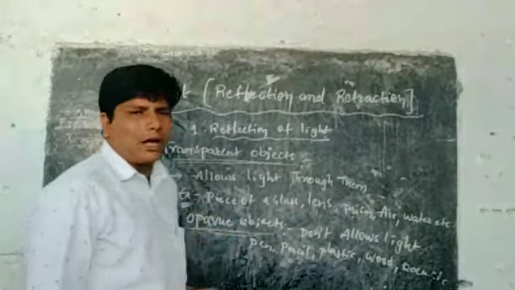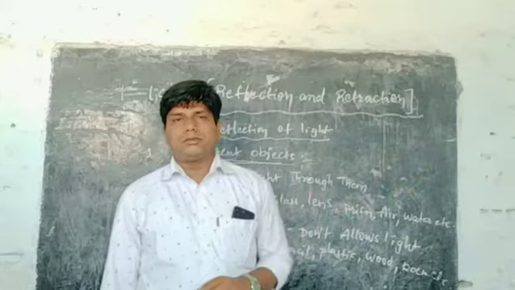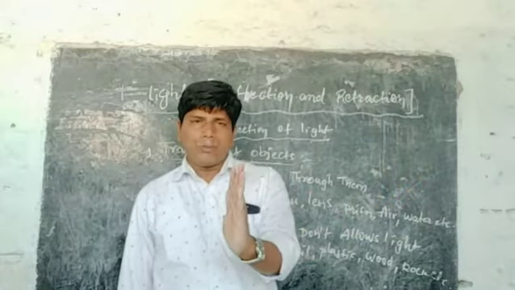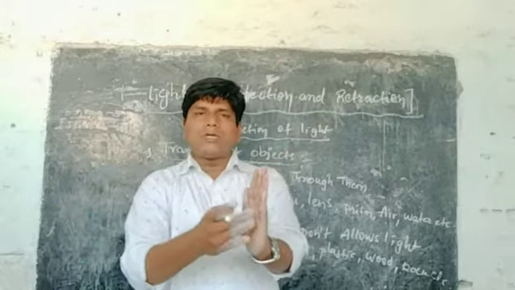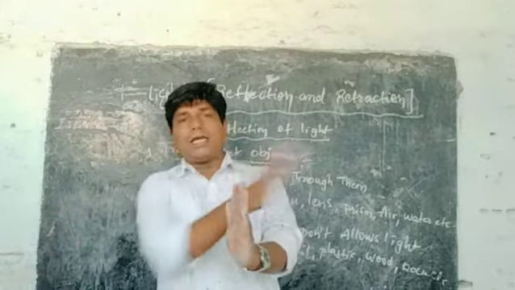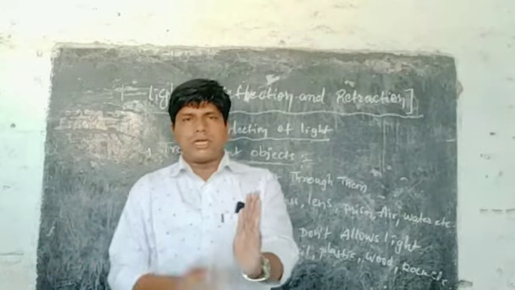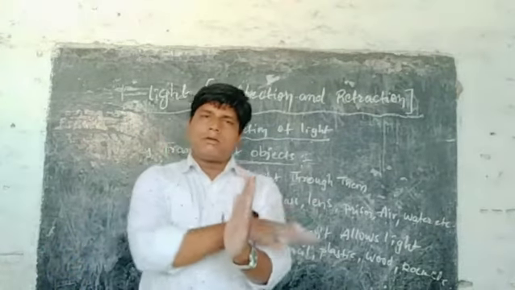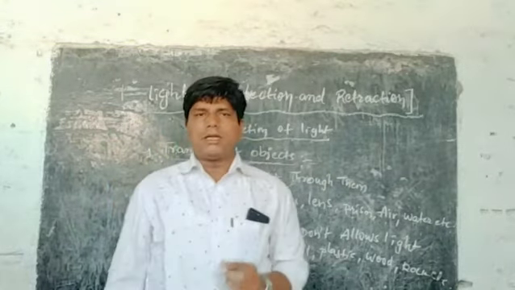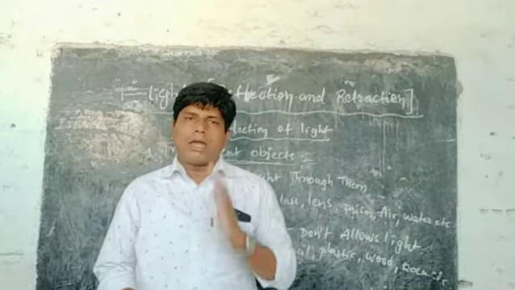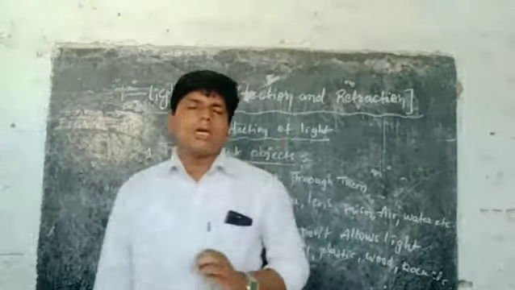And coming to the opaque objects, they don't allow the light to the other side. For example, a piece of wood, light falls, and what happens to it? You can leave it, but it doesn't allow. A book doesn't allow. A pen doesn't allow. Chalk, when light falls on chalk, it doesn't allow. Light falling on any plastic doesn't pass to the other side. So these are some examples.